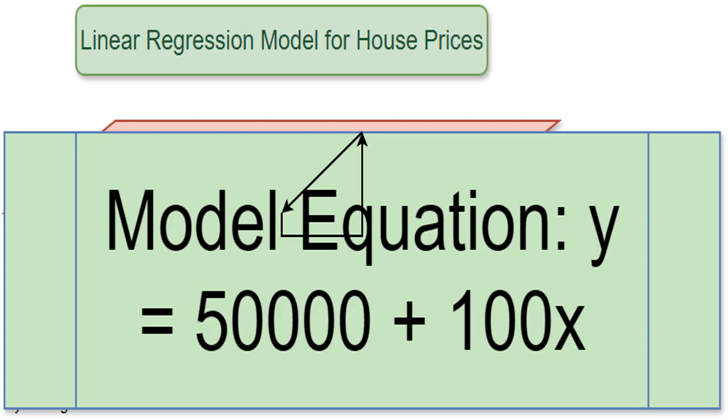This equation describes the model. I predict the house price, Y, by adding a base price of $50,000, the intercept, to $100 times the house size in square feet, X, the coefficient. This shows a linear relationship, a straight line, between size and price.